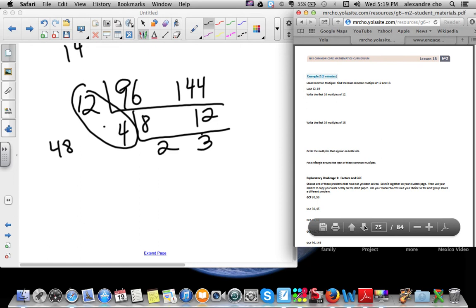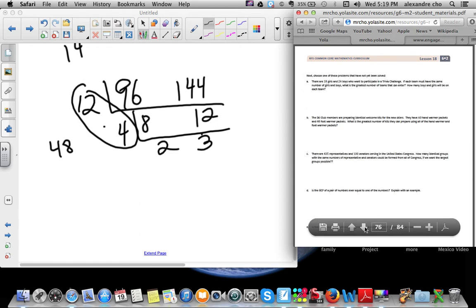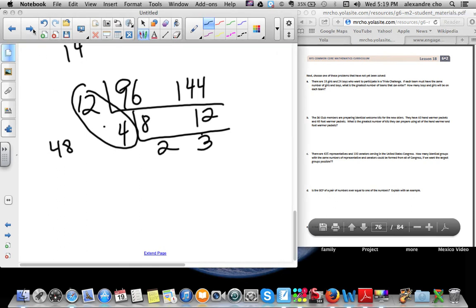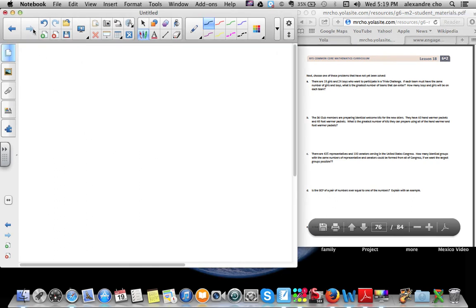So where are we now? 75. I think we have to do 76. Again, I will do all of them. There are 10 girls and 24 boys who want to participate in a trivia challenge. Each team must have the same number of girls and boys. What is the greatest number of teams that can enter? How many boys and girls will be on each team?